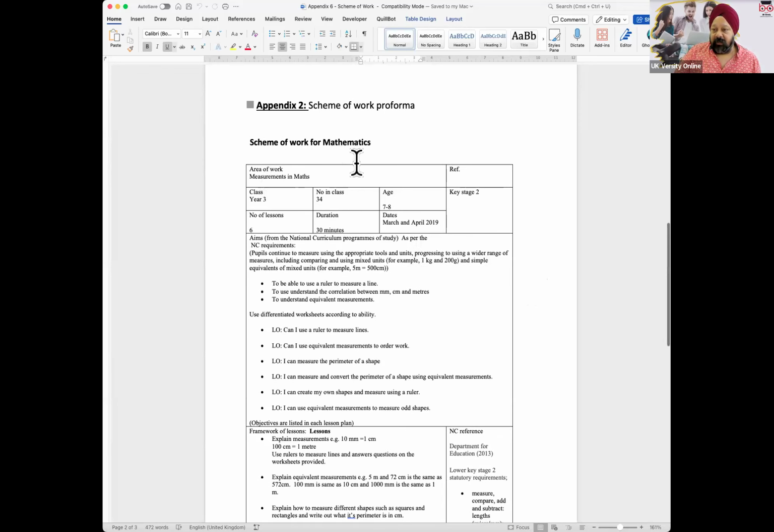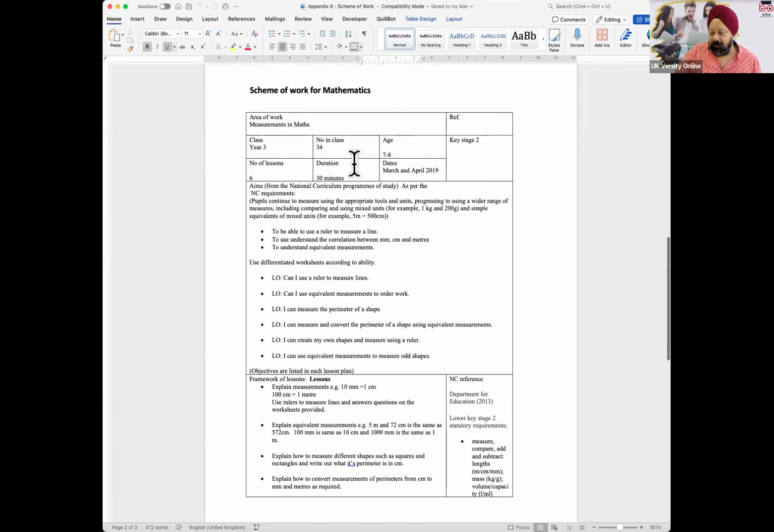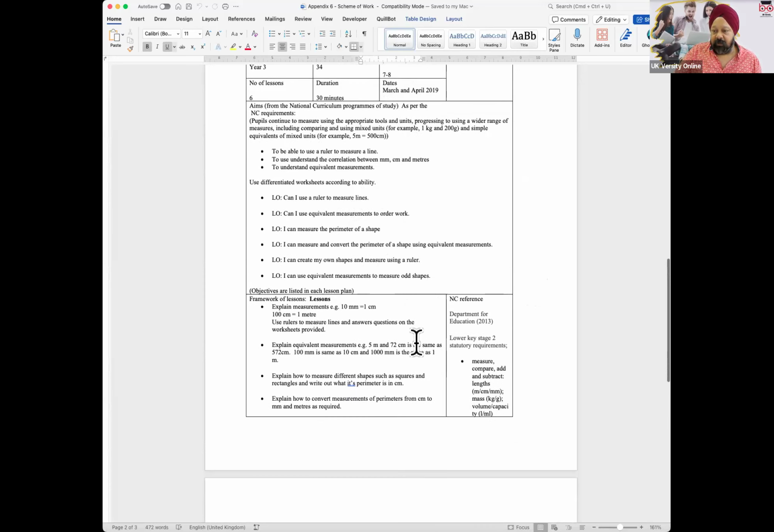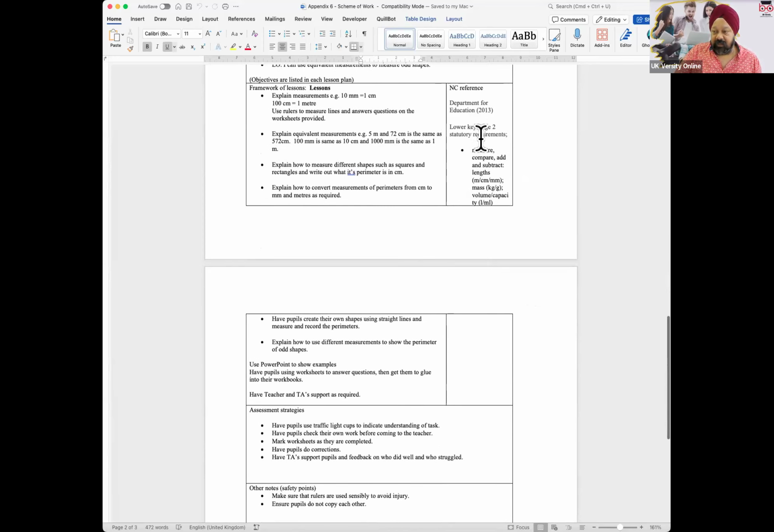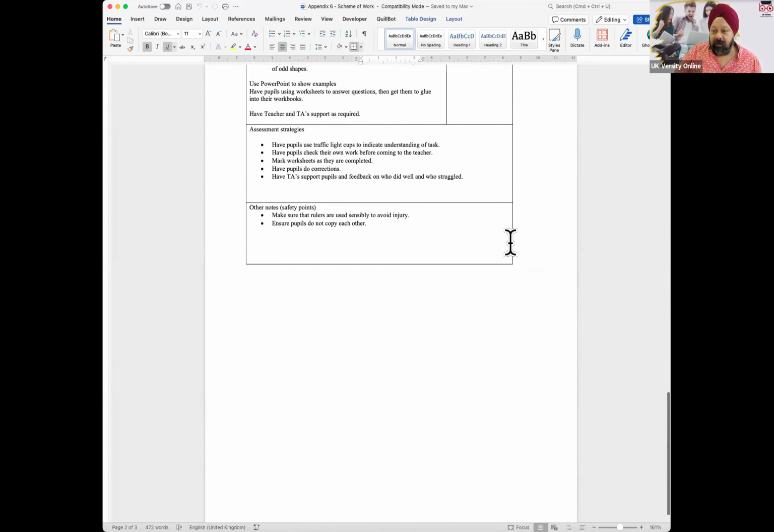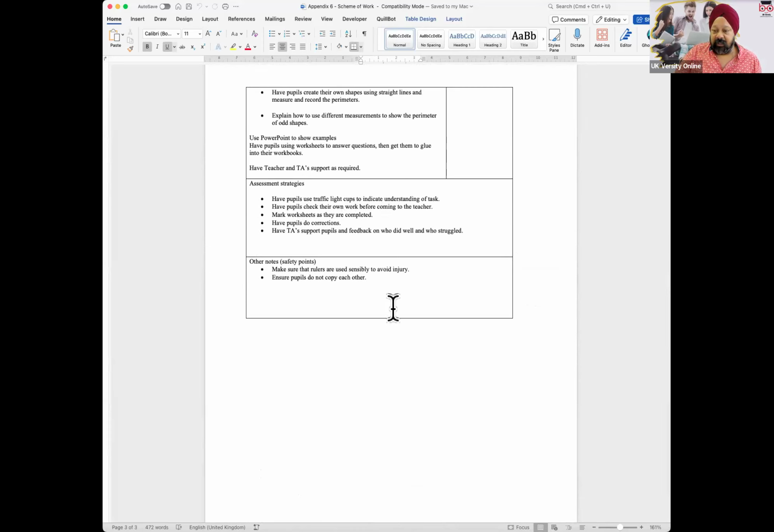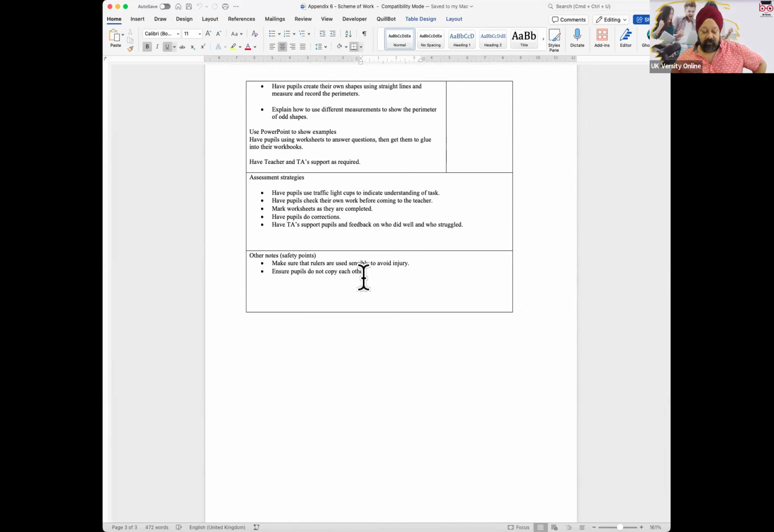This is, for example, a scheme of work for mathematics. It's for Key Stage 2. There are so many details, like it's year 3 and you have 34 children in the class, age 7 to 8. What are the various things that you need to cover? How do you break it up into different lessons? What are the various external references that you're referring to when you're doing the teaching and delivering as per this scheme of work? And what are the assessment strategies and any other special areas of consideration that you will have? You'll put them in other points or other areas of discussion.